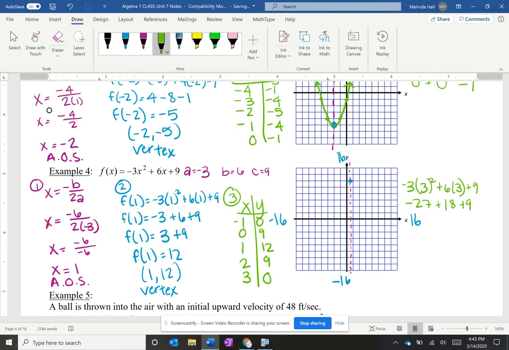Okay, and so then we are at (2, 9). So 2, 2, 4, 6, 8, 9. And again, be careful of your scale. And then at (3, 0) and (-1, 0). Okay, so it does make this graph a little bit narrower than it normally is. It's kind of hard to fit. All right.